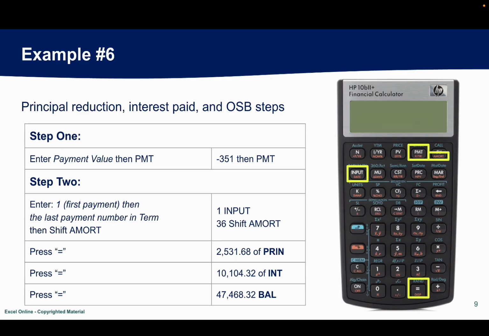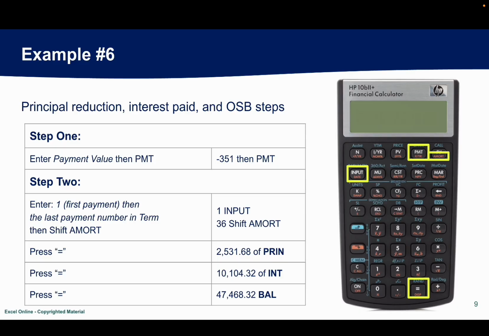$2,531.68 is the amount that we paid towards the $50,000 principal in 3 years, so over 36 payments. Next, press the equal button one more time, and it will display INT, and this stands for interest. $10,104.32 is the amount of interest we paid within these 3 years, or the 36 payments combined.